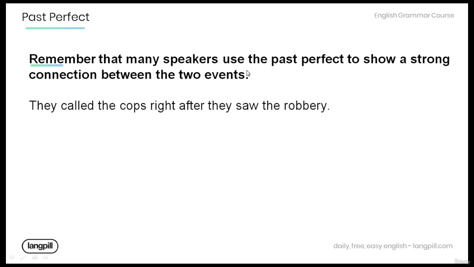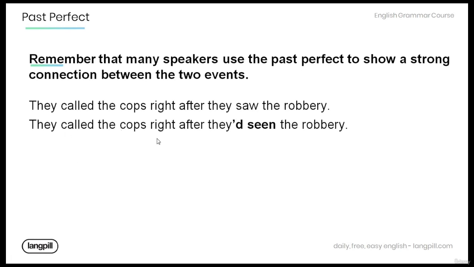Remember, many speakers use the past perfect to show a strong connection between the two events. Now provide the past perfect form of the sentence below. They called the cops right after they saw the robbery. They called the cops right after they'd seen the robbery.